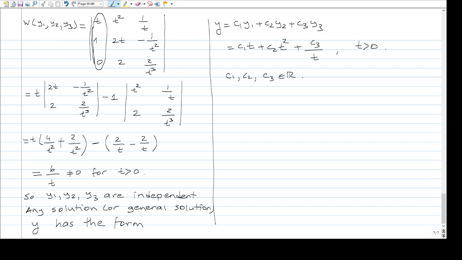So we have a third order equation. We have 3 independent solutions. So they form a basis for the solution space, meaning the general solution can be written as a linear combination of those 3 functions. And for constants c1, c2, c3, this gives us all solutions of the equation. Okay, so I want to stop at this point.